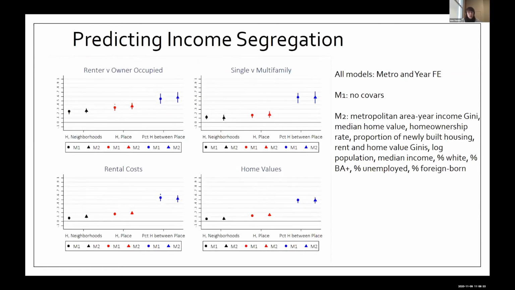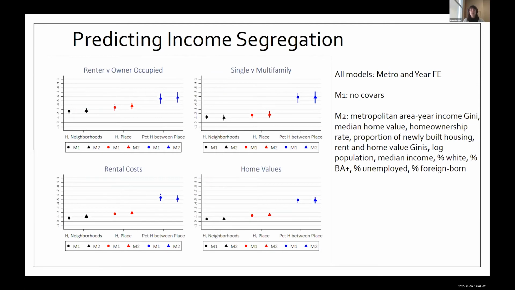I estimate this at multiple levels of geography that I've talked about, but I know I'm running short on time, so these are just coefficient plots for the 4 types of housing segregation. For each predictor, we have 3 sets of models: segregation between neighborhoods, segregation between places, and the proportion of neighborhood segregation happening between places. Model 1 includes just metro and year fixed effects. Model 2 adds time varying covariates. As you can see, the metro and year fixed effects are eating up a lot of the variation.